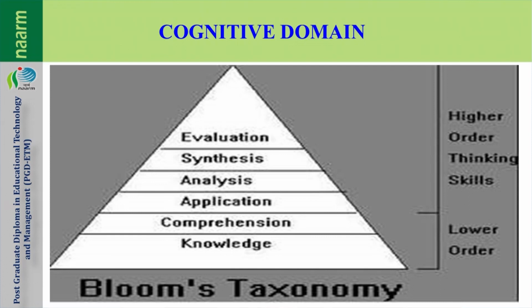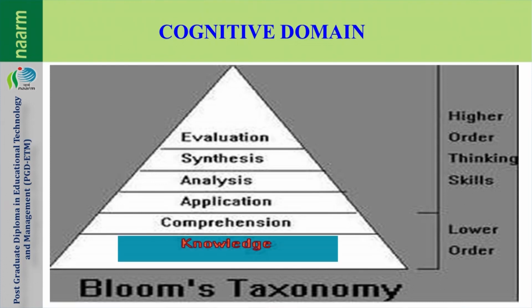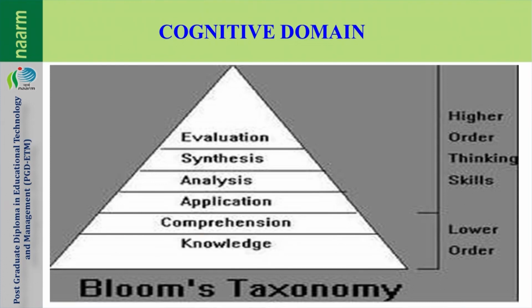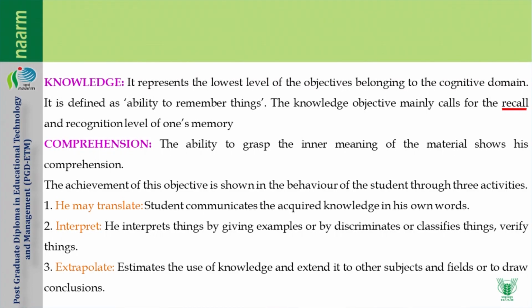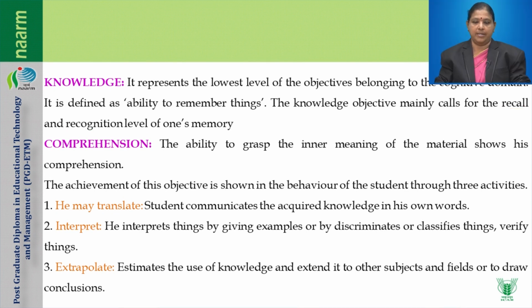At the lowest level, knowledge is kept, and the next one is comprehension, and the next level is application, analysis, synthesis, and evaluation. So, what is meant by knowledge? It can be defined as ability to remember things. Recalling and recognition are the 2 specific behaviors which indicate the achievement of knowledge.